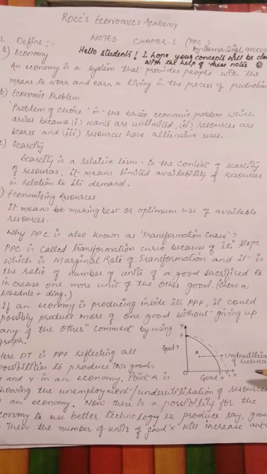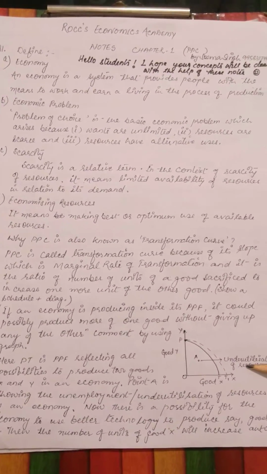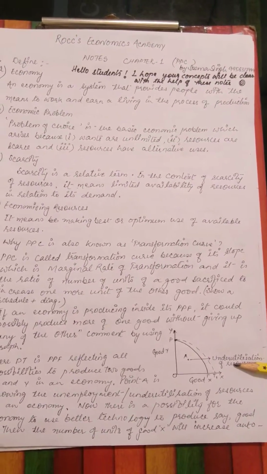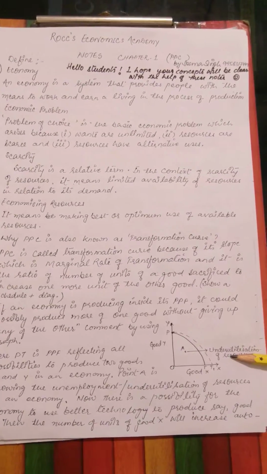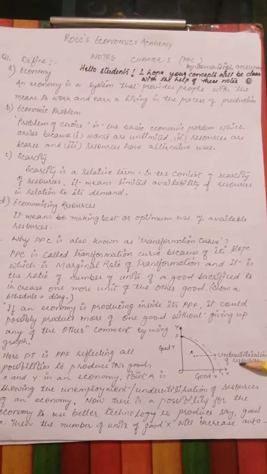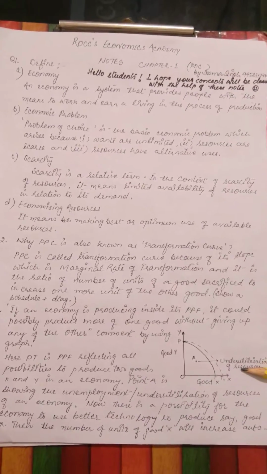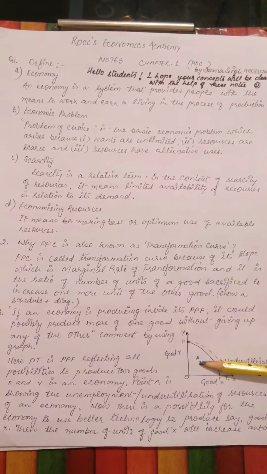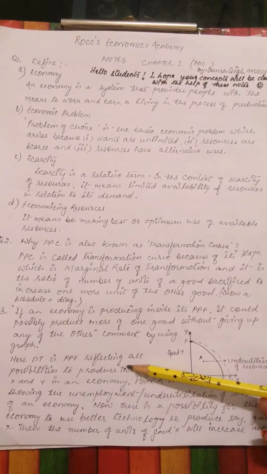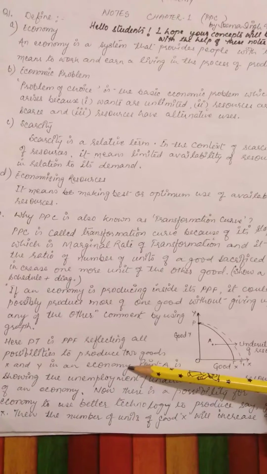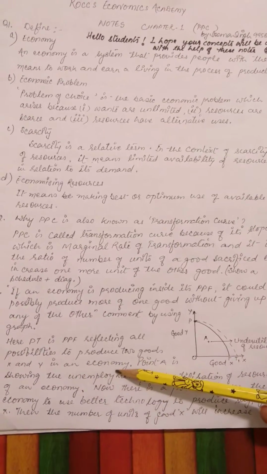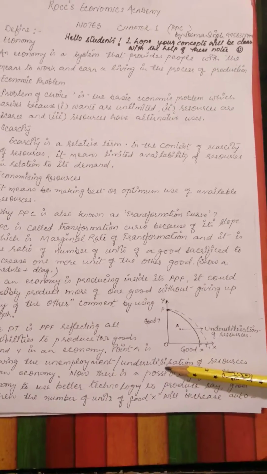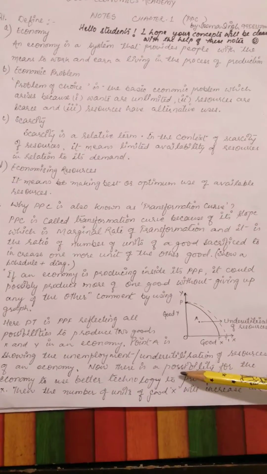Now, we all know why resources are underutilized: when they are not used completely or to their fuller capacity, when they are not used judiciously and properly, they remain underutilized. That means production is not up to the mark. So here we have to explain this point, that point A lies inside here. PT is PPF, reflecting all possibilities to produce two goods, X and Y, in an economy. Point A is showing the unemployment or underutilization of resources in an economy.